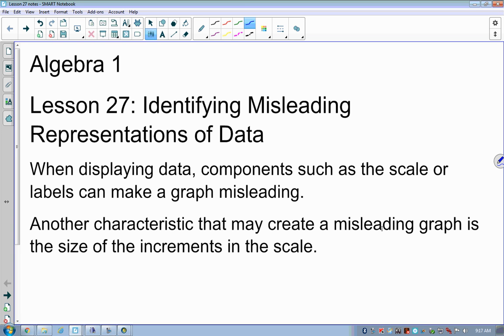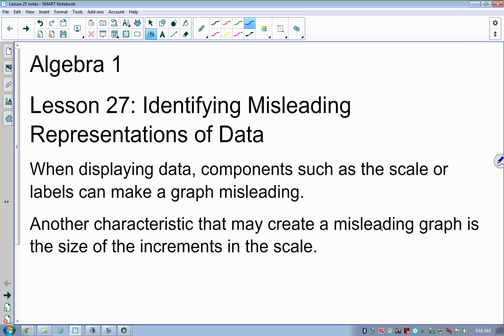Algebra 1, Lesson 27, identifying misleading representations of data. So a lot of what we're looking at today is looking at graphs and determining what is misleading about a graph, how it's misleading us, what it's misleading us to think, and how we can correct those graphs to make the information a little bit more fair in its representation.